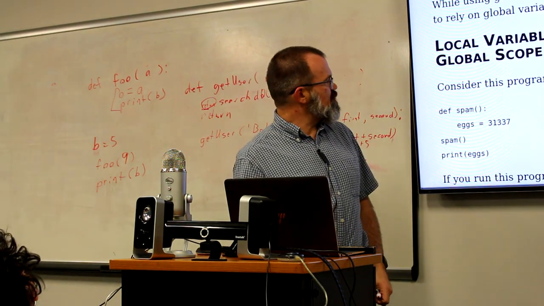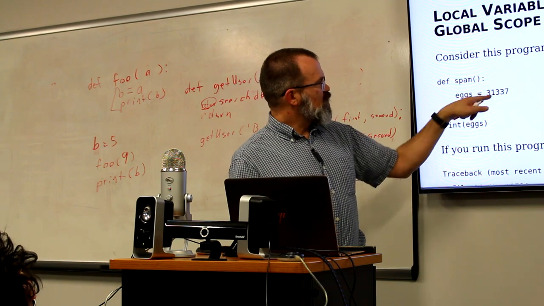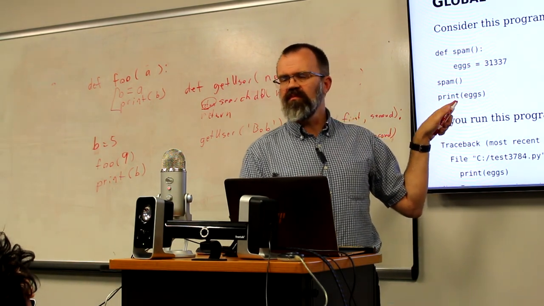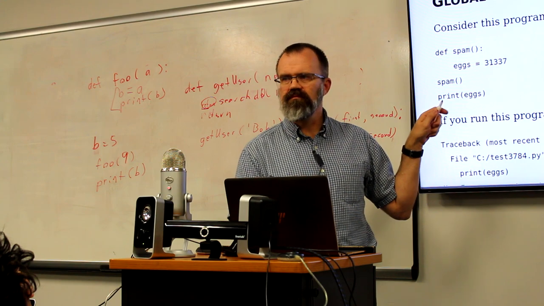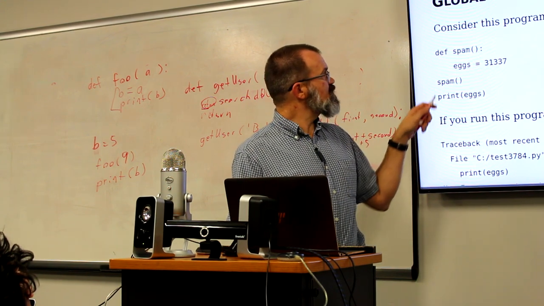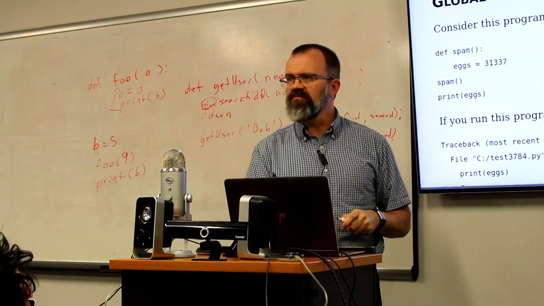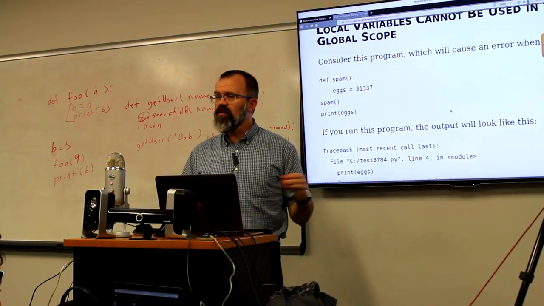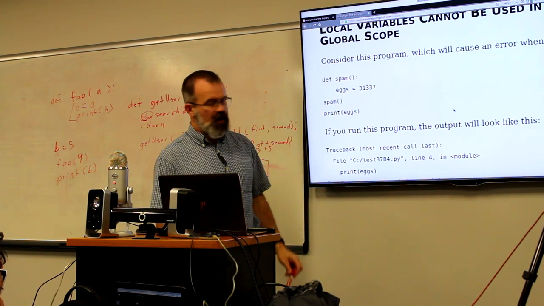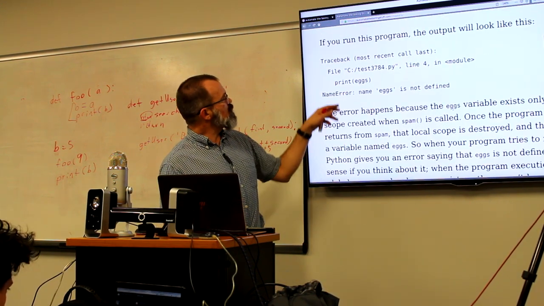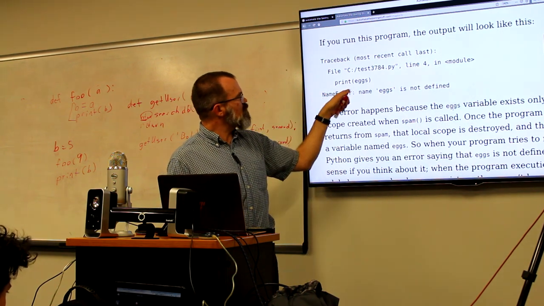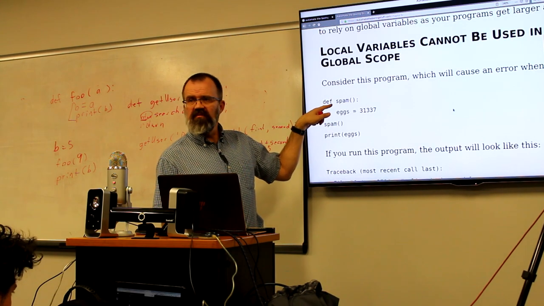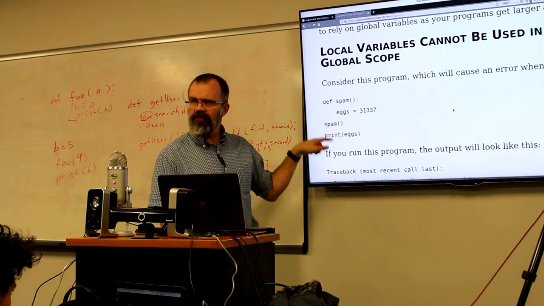So local variables cannot be used in the global scope. Here they define 31337 to eggs, and then they try to print eggs out in a higher scope. This won't work. Why? The eggs only exists within the scope of the spam function. Exactly. So this will say, hey, I have no idea what variable you're talking about, because that variable doesn't exist at this scope. Okay? And so here, when he runs it, it says, hey, you're trying to print eggs, but eggs isn't defined. It is defined within the spam function, but it's not defined within the scope that you're trying to print it at.